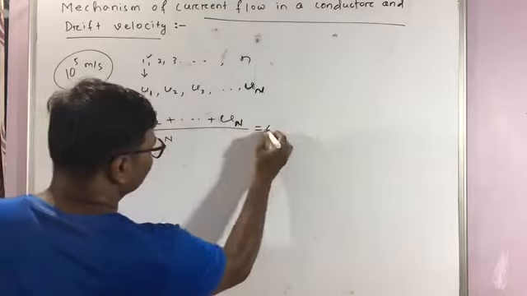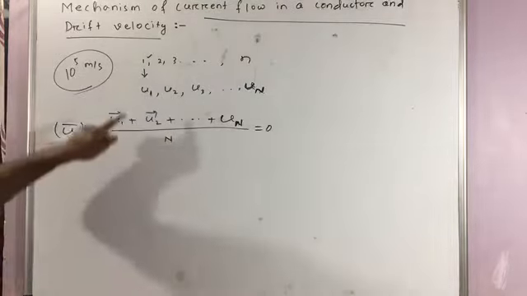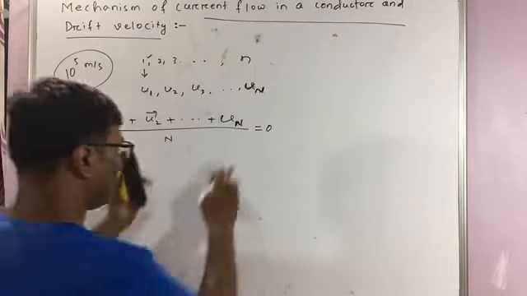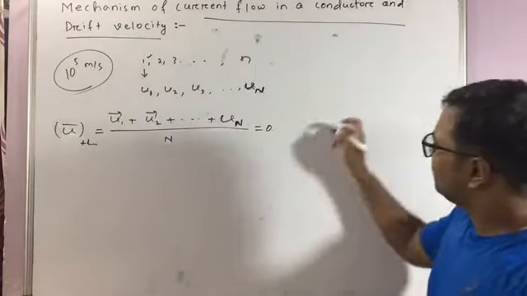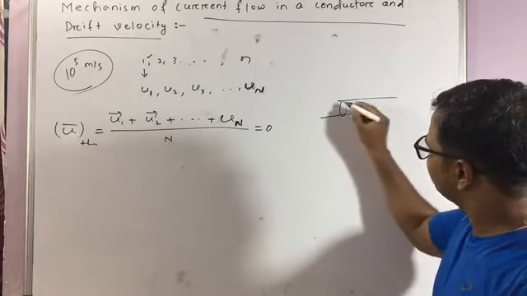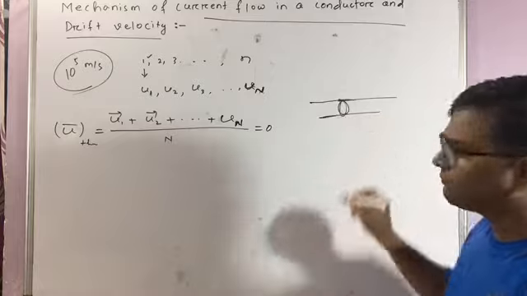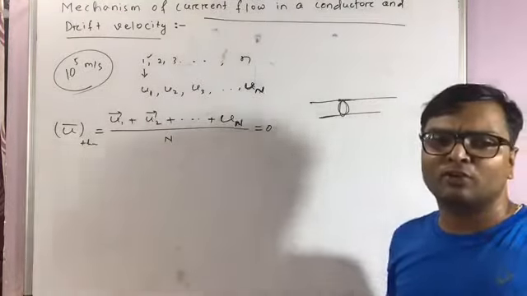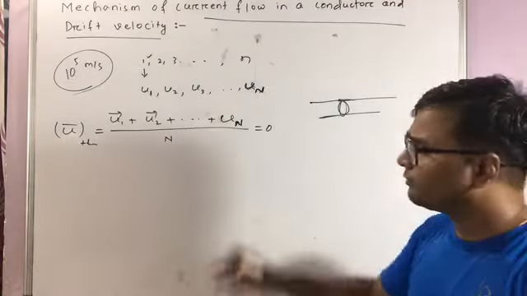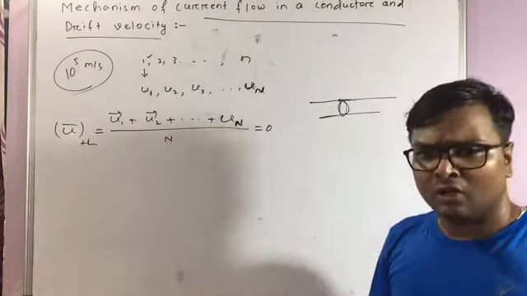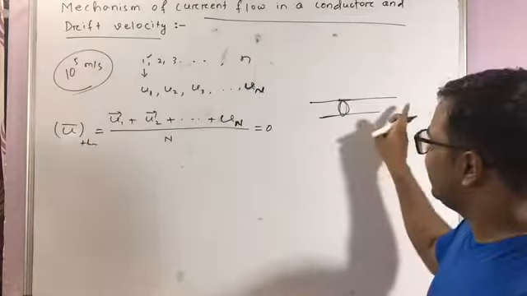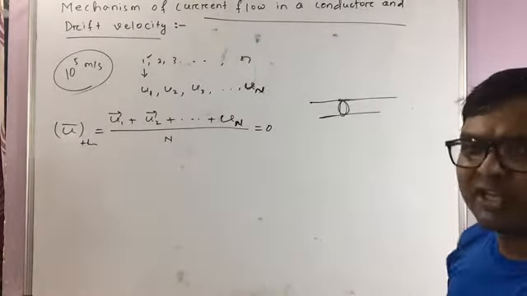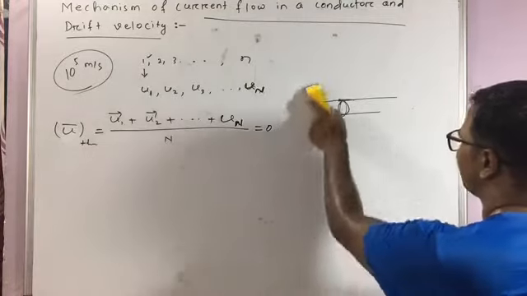Because this is your average velocity due to your thermal motion, it would be 0, because the motion is random. So why is it 0? If you look at a particular cross section of a conductor, you will find that if 10 electrons are moving towards the right, 10 electrons will be moving towards the left. So for every positive value of the velocity, you will get a negative value. So the average thermal velocity becomes 0.